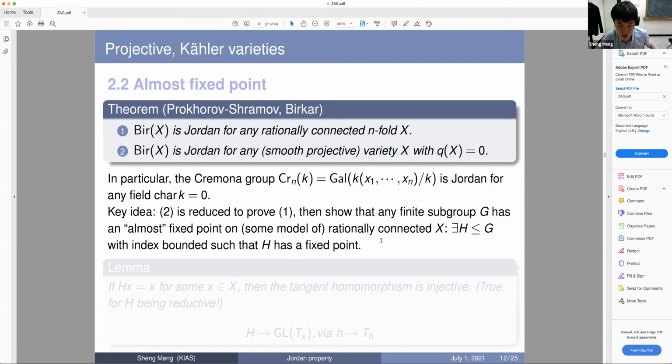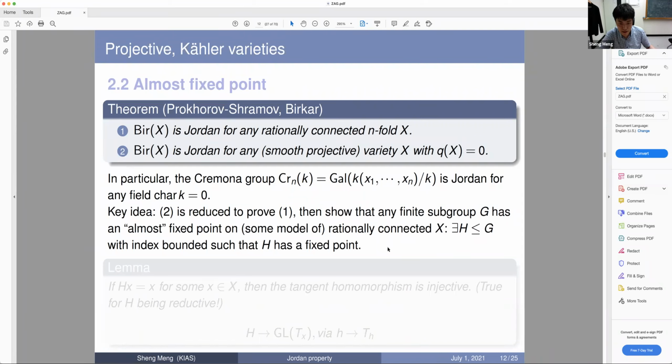And moreover, they can choose such a model. They reduce the problem to showing the case where the model X is simply a Fano variety with only terminal singularities. Then, by a famous result of Birkar proving the BAB conjecture, which says the boundedness of the Fano varieties with epsilon-lc singularities, the automorphism group H can be embedded into some common general linear group. So actually, the Jordan property of birational X is coming from the almost fixed point property here.